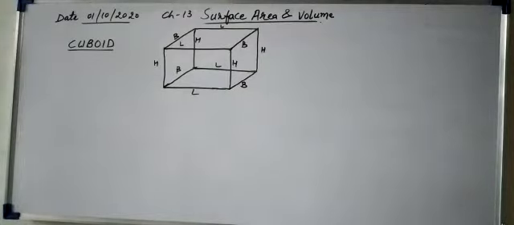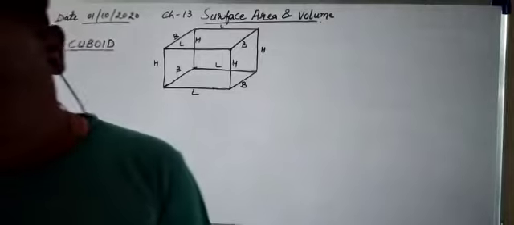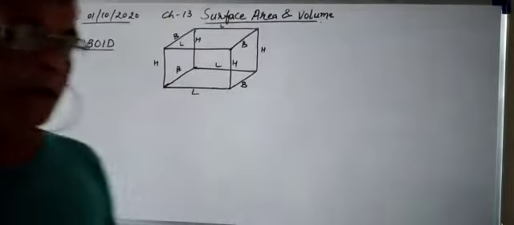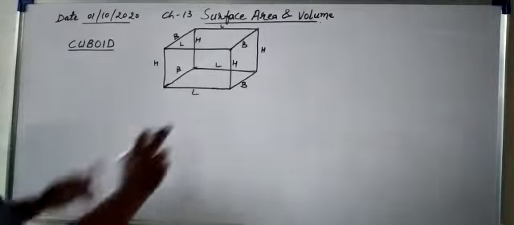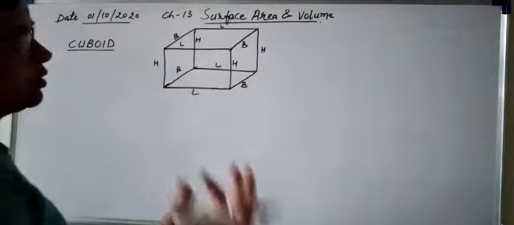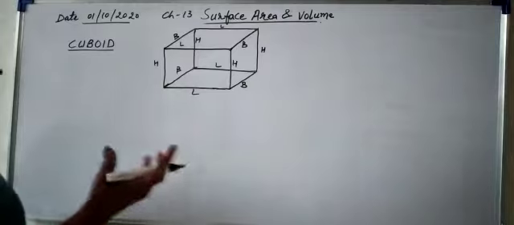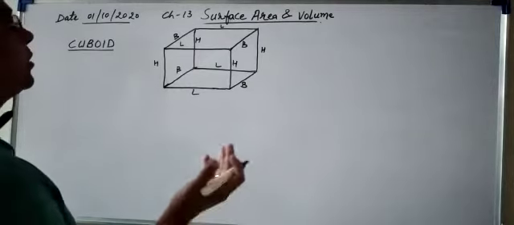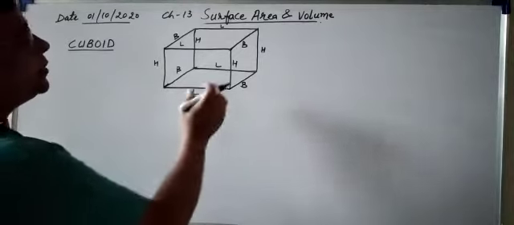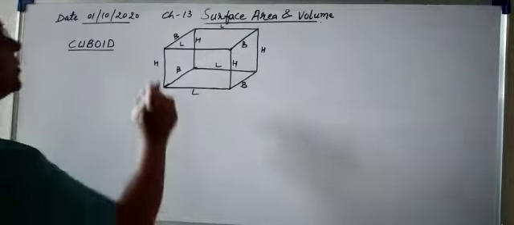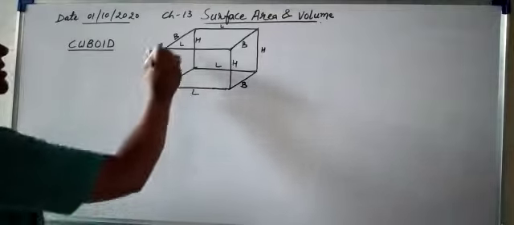Good morning, children. Today we will begin the new chapter, that is surface area and volume. In this chapter, we will take the first figure, the cuboid. You can see the cuboid in a book, a box, or an instrument box. It is a 3D figure which has length, breadth, and height. Each face is a rectangular face.